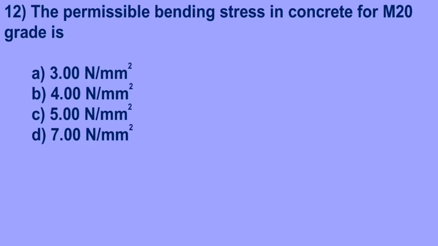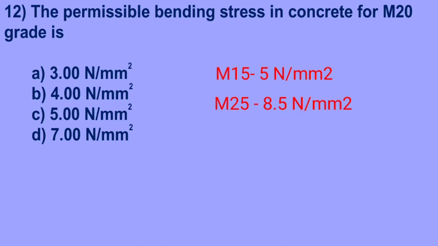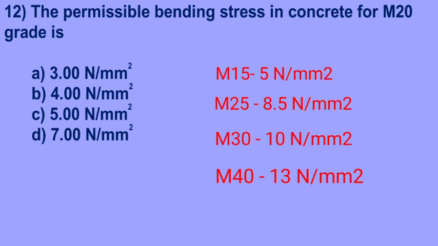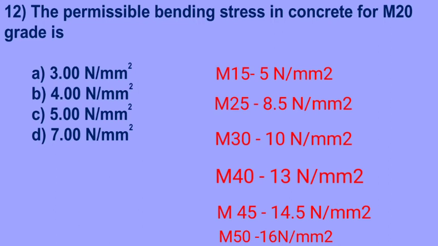The permissible bending stress in concrete for M20 grade is 7 Newton per mm square, and for M15 grade of concrete it is 5 Newton per mm square, and for M25 grade concrete it is 8.5 Newton per mm square. For M30 grade concrete it is 10 Newton per mm square. For M40 grade it is 13 Newton per mm square. For M45 grade it is 14.5 Newton per mm square. For M50 grade it is 16 Newton per mm square.